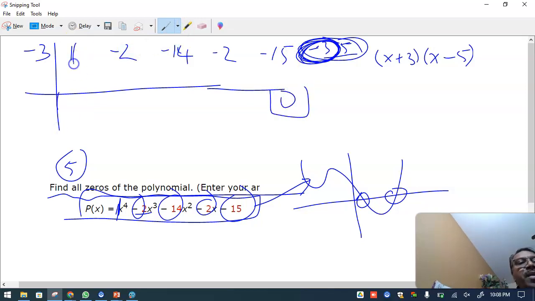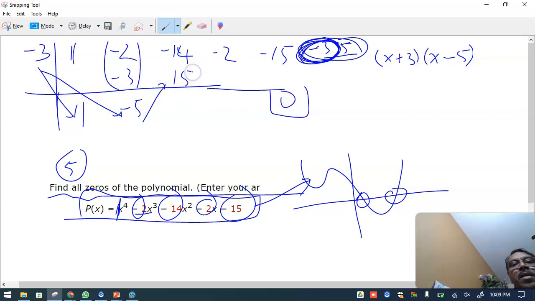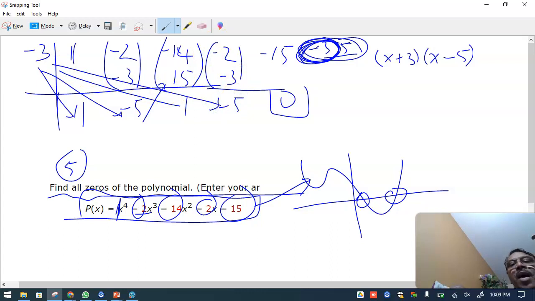Let's drop down the first. Minus 3 times 1 is minus 3. Together is minus 5. You multiply this, you get 15, and then it adds together. And negative 3 times 1 is negative 3, and this together is negative 5. And then negative 3 times negative 5 is 15. And good job. So there you go.